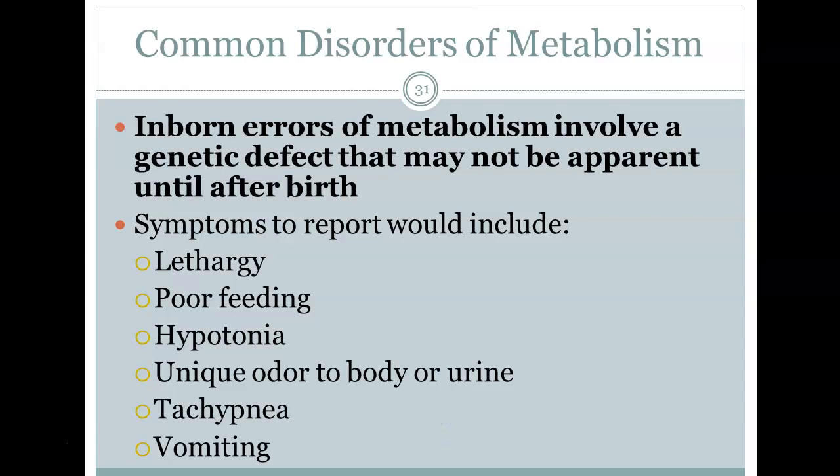There are common disorders of the metabolism. So inborn errors of metabolism involve a genetic defect that may not be apparent until after birth. Now, this is not just specialized to the premature infant. This can happen in a term infant as well. So symptoms to report are lethargy, poor feeding, hypotonia or poor tone, a unique odor to the body or the urine, tachypnea, and vomiting.